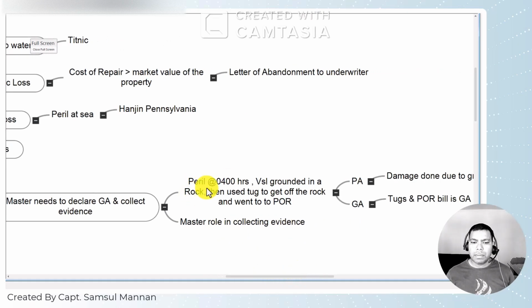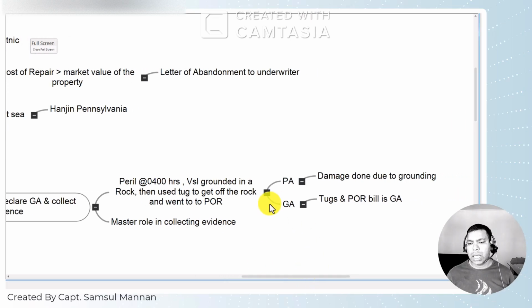Let us take an example. Suppose a peril occurred at 0400 hours and the vessel grounded on a rock. Then you use a tug to get off that rock and went to the port of refuge, right? In that case, the particular average will be the damage done due to the grounding, and the general average will be the tug and port of refuge bill, which you intentionally incurred to save the vessel, right? So this type of loss is called the general average.